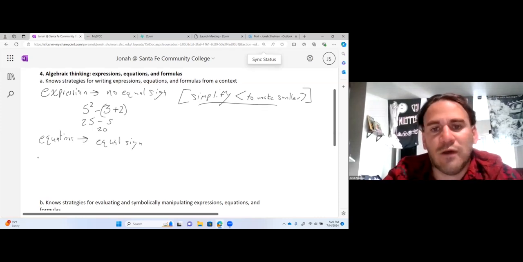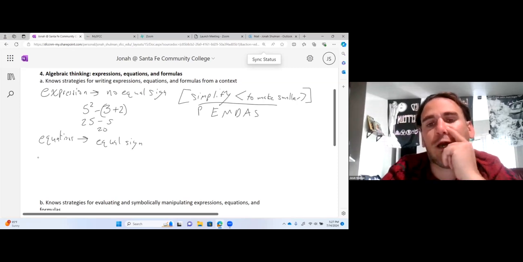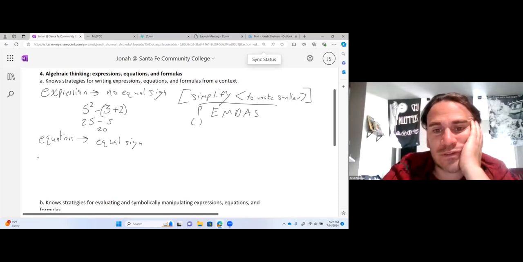Now, when you have an expression, this is when you're going to be using your PEMDAS. Please excuse my dope ass swag, right? That's what we got here. Or Aunt Sally's if you have them. So that's parentheses, exponents, multiply, divide, adding, subtraction.